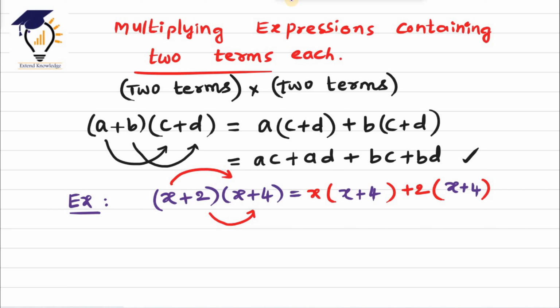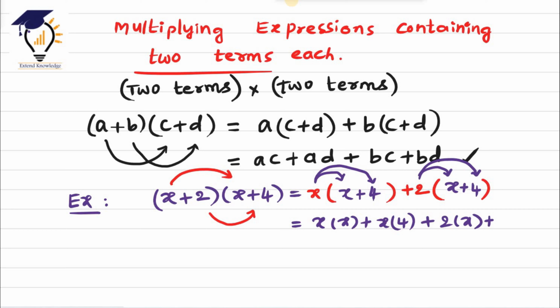In the bracket both terms are the same. Now we apply the distributive property over here: x times x, and then plus x times 4, and then plus 2 times x, and then plus 2 times 4. That's all. We have applied the distributive property here. Now simplify this. x times x, as we have discussed, is x square. x times 4 we can write as 4x, plus 2 times x as 2x, plus 2 times 4 as 8.